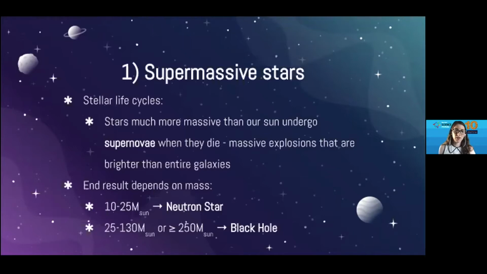And what you get from a supernova depends on the size of the star that you start with. So if your star is 10 to 25 times the mass of the sun, you'll get a neutron star, which can be a pulsar depending on the radiation it emits. And if it's 25 to 130 times or greater than 250 times the mass of the sun, it will become a black hole. And there's actually a third option between 130 and 250 solar masses, where the star just blows itself up and it doesn't leave anything behind.